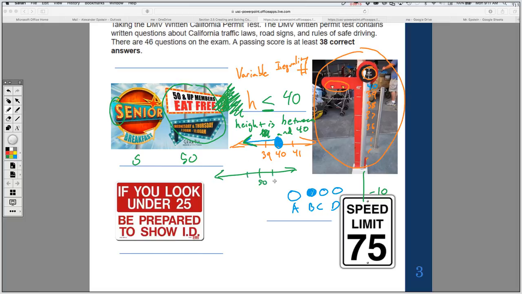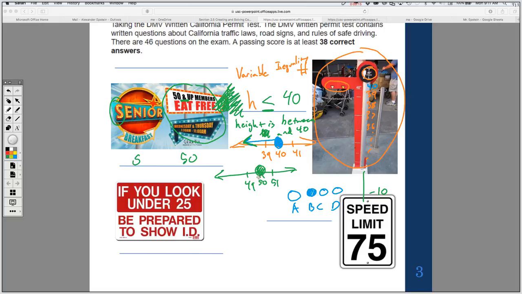What number should go here? 51. What number here? 49. Can you be equal to 50? Yeah, because of the end up. Okay, so we're going to keep it open or closed? Closed. So we're going to shade it in like it's a multiple choice test.